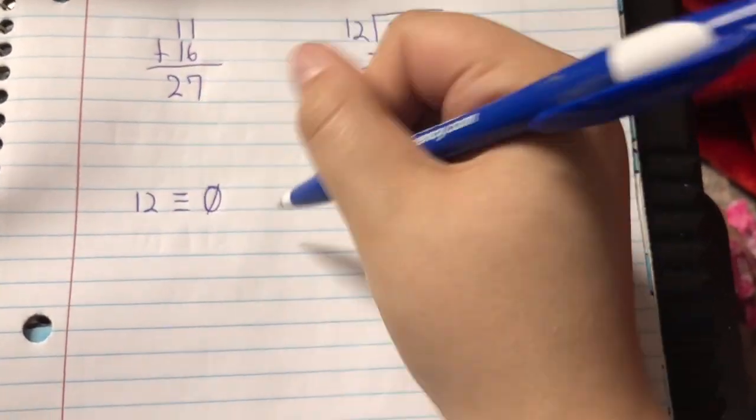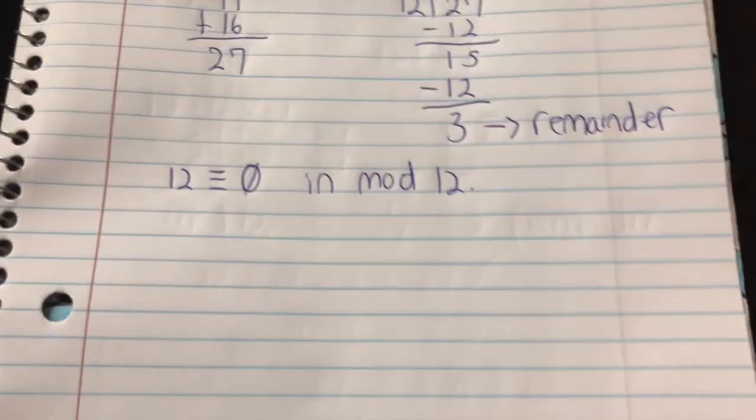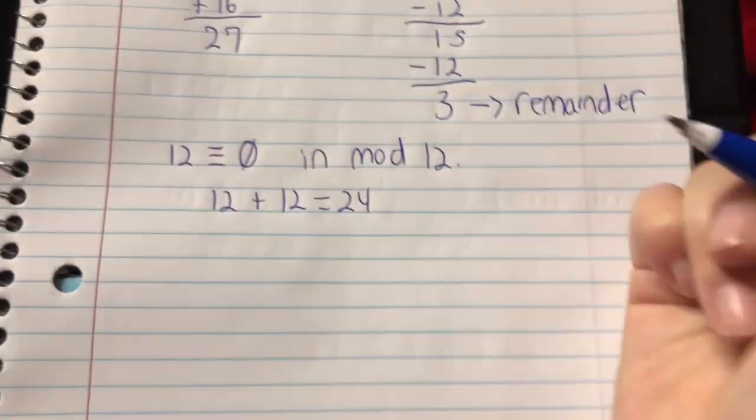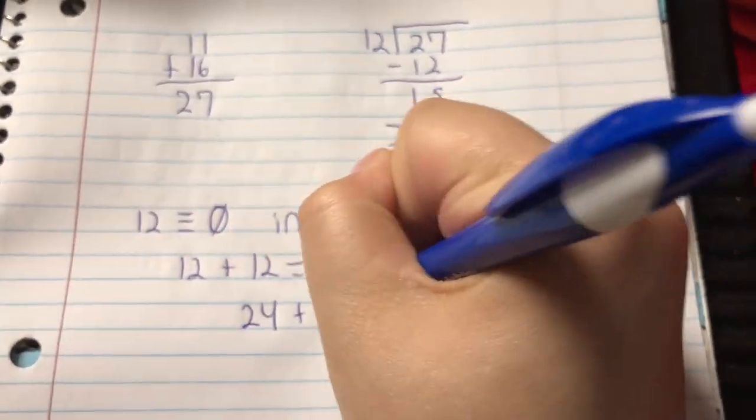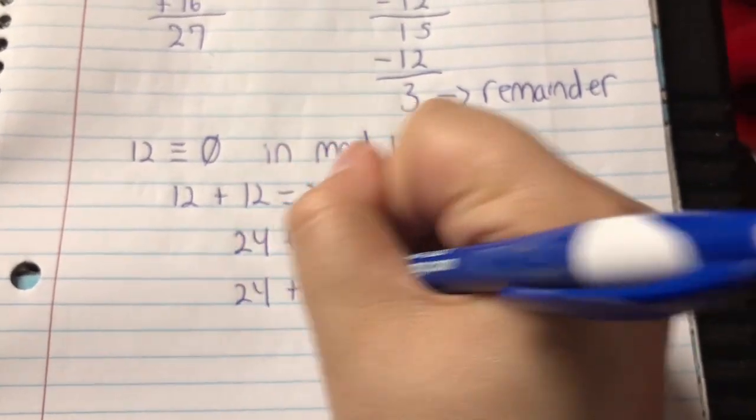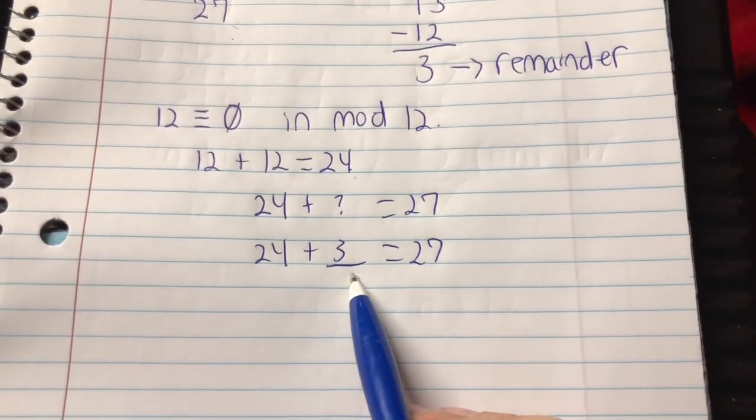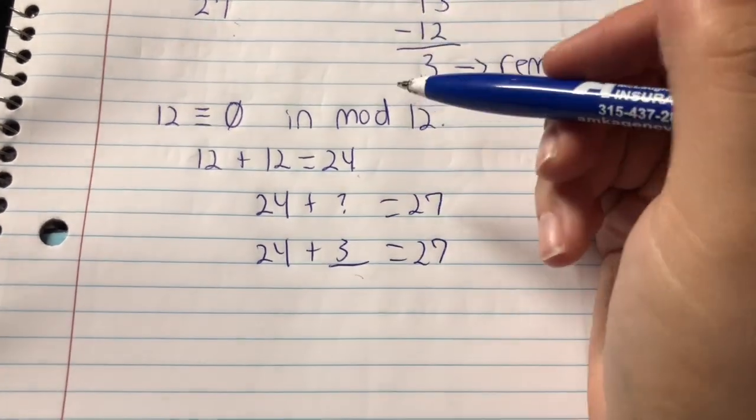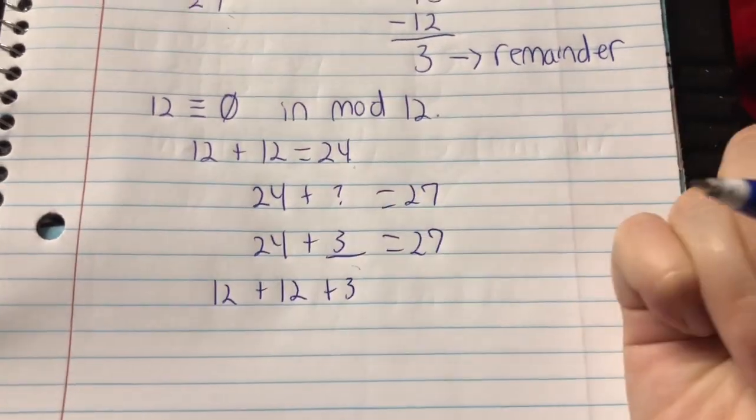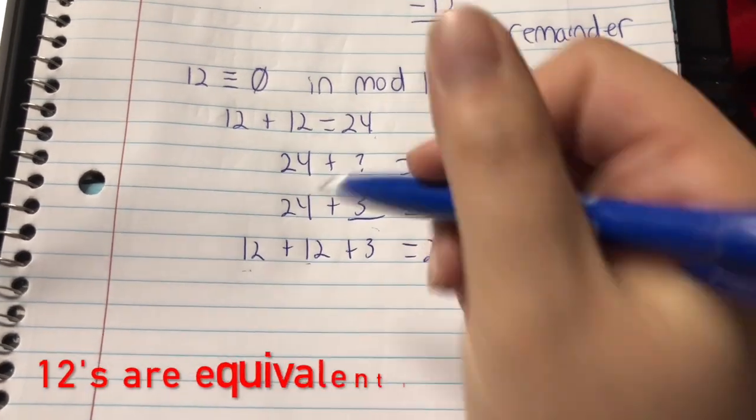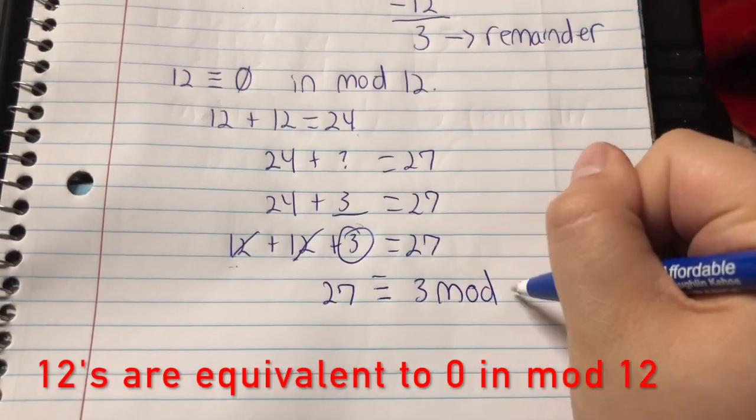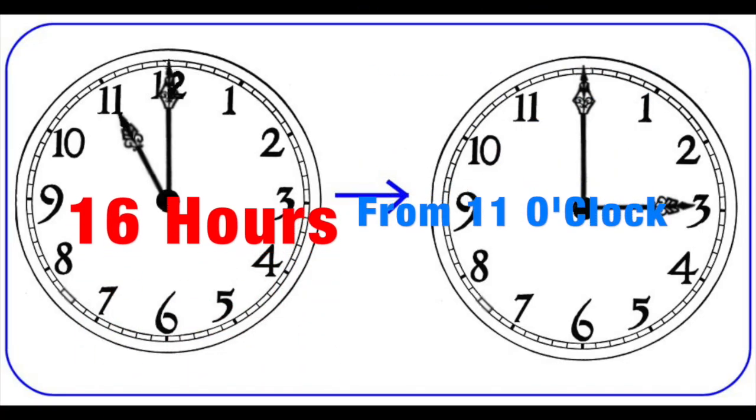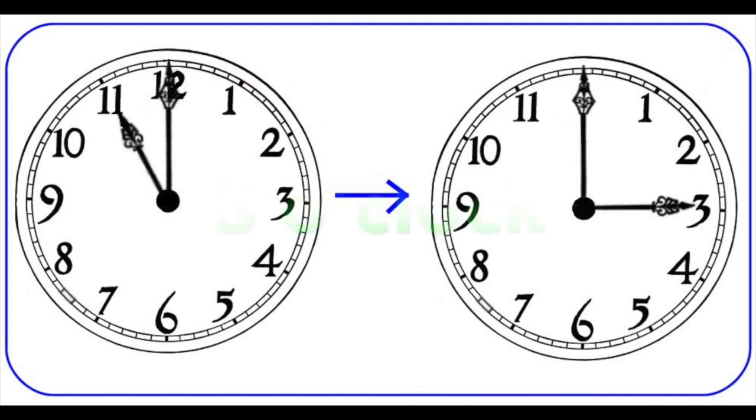So 12 is equivalent to 0 in mod 12. Now, 12 plus 12 is 24. We're trying to get to 27. So 24 plus what is 27? 24 plus 3 is 27. Again, 12 is equivalent to 0 in mod 12, so 24 breaks down to 12 plus 12, and then plus 3 equals 27. Cross off those 12s, and you get 27 equivalent to 3 in mod 12. 16 hours after 11 o'clock equals 3 o'clock.